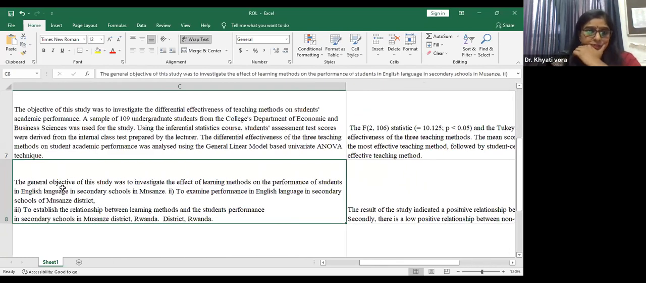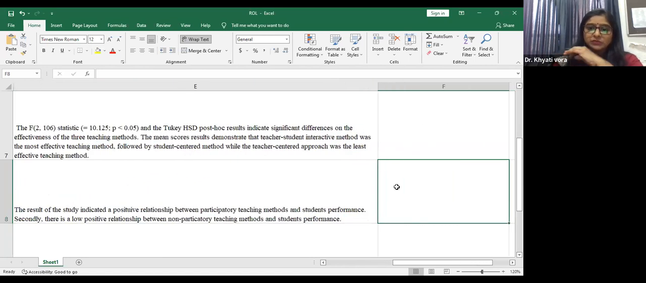Look at this. Effect of learning methods on performance of the students in English language. Performance in English language in a secondary school. Establish relationship between learning methods and students' performance. ESA, can you tell me the variables here?